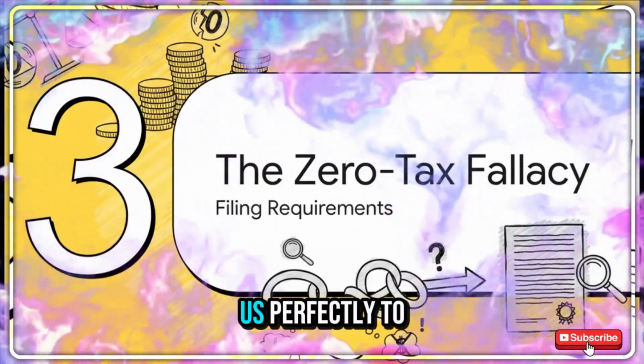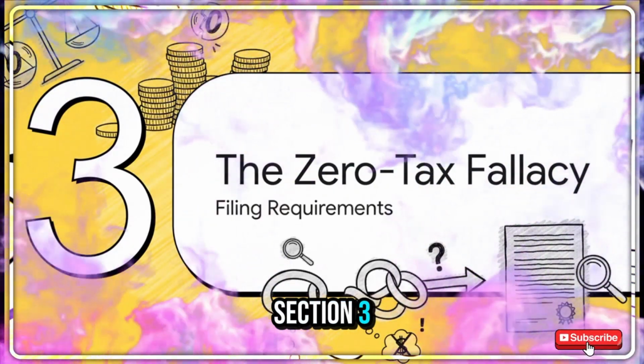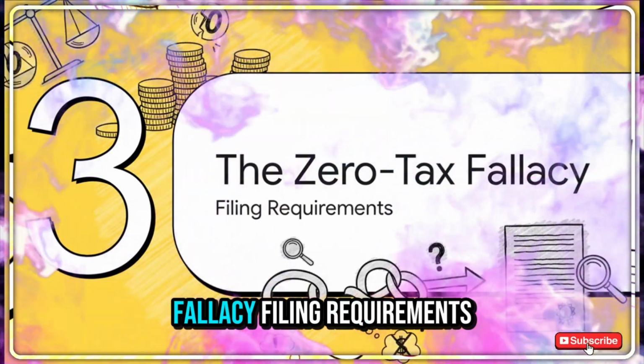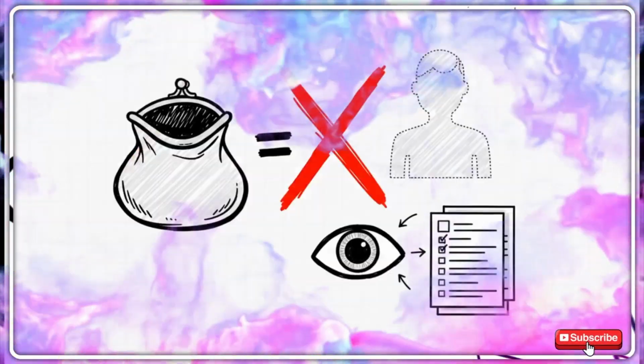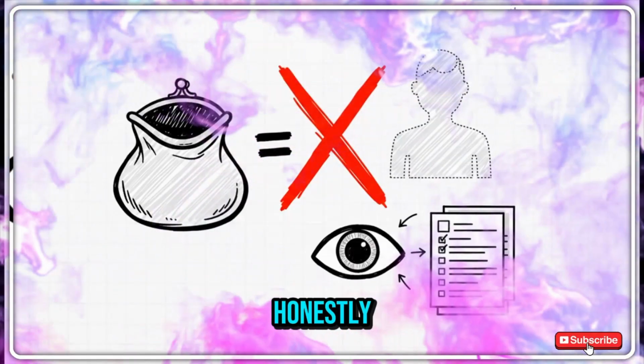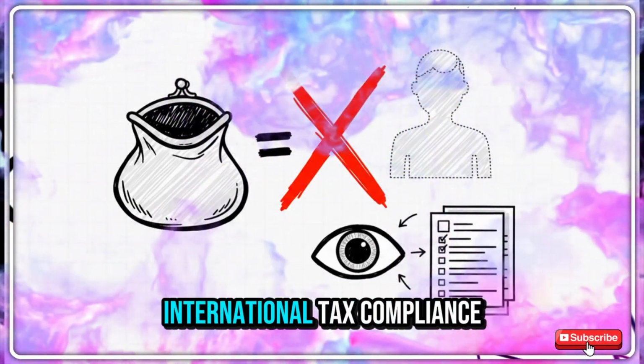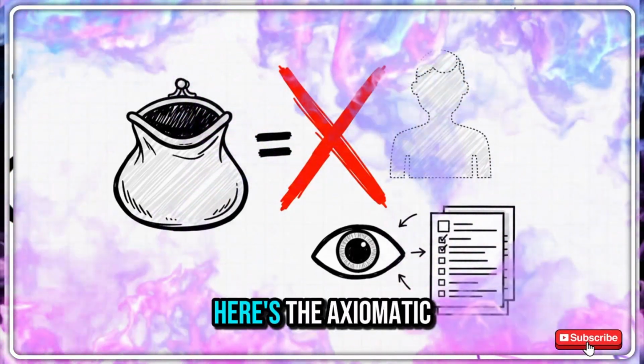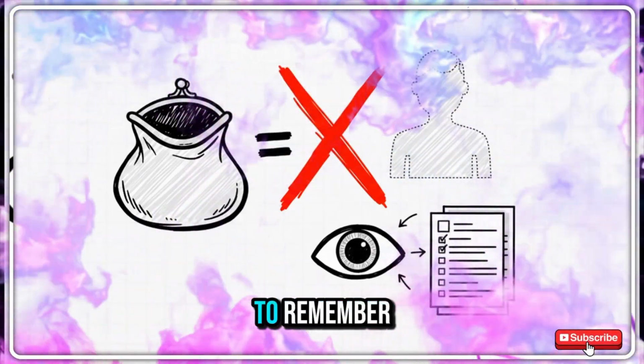And that brings us perfectly to Section 3, the zero tax fallacy, filing requirements. We really need to address the most pervasive and honestly dangerous assumption in international tax compliance. Here's the axiomatic rule you need to remember.